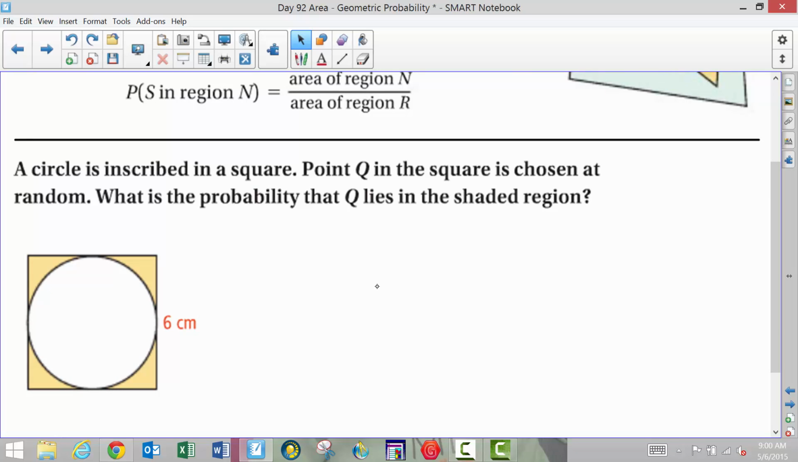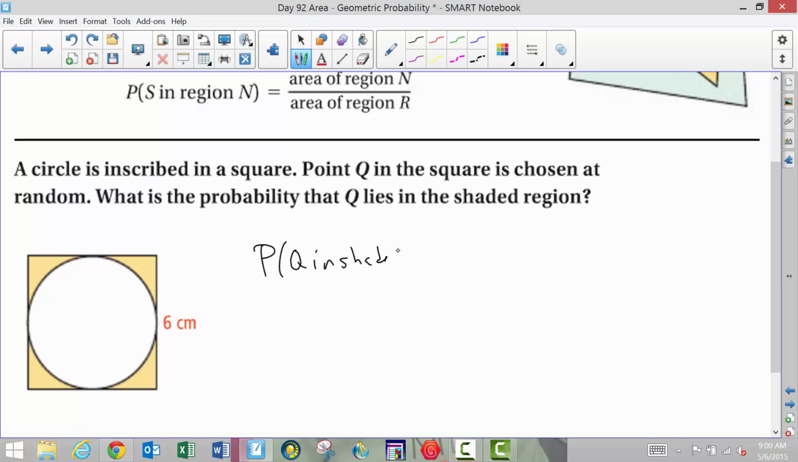Circle inscribed in a square, point Q in the square is chosen at random. What's the chance or probability that Q is in the shaded region? So what's the chance that I'm going to be in this yellow region? Well, the probability that Q is in the shade is going to equal, well, how do I get the shaded region? It's going to be the area of the square minus the area of the circle divided by the area of the square.